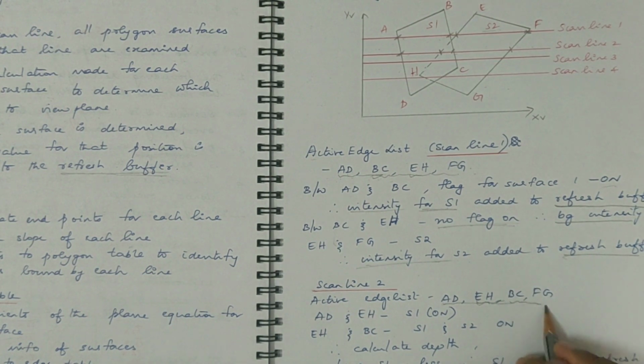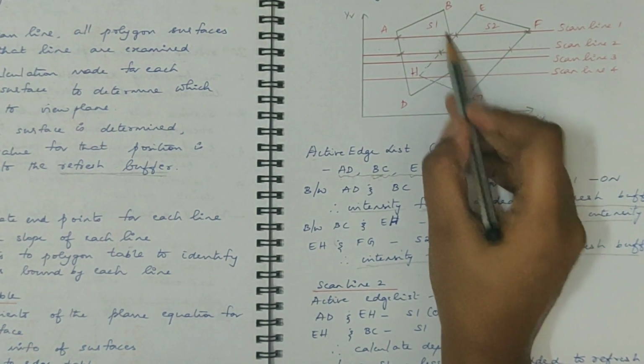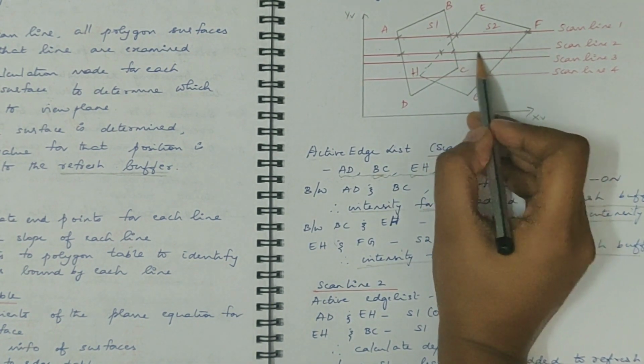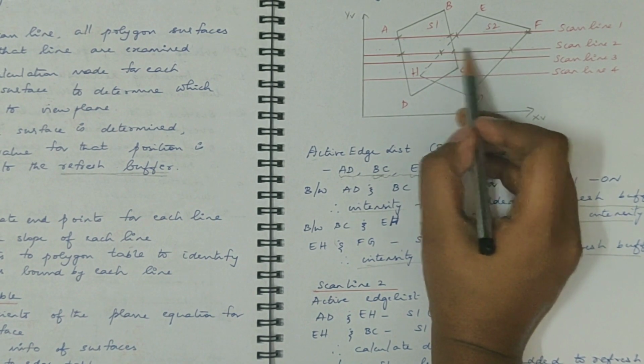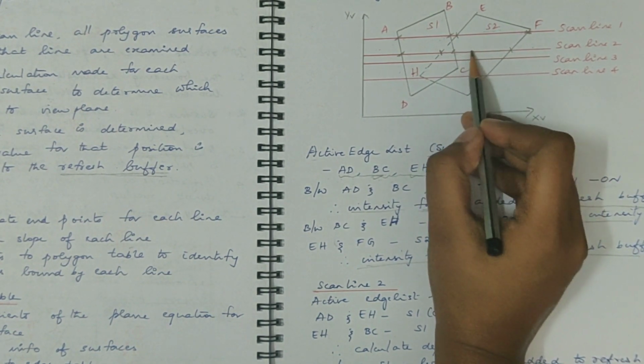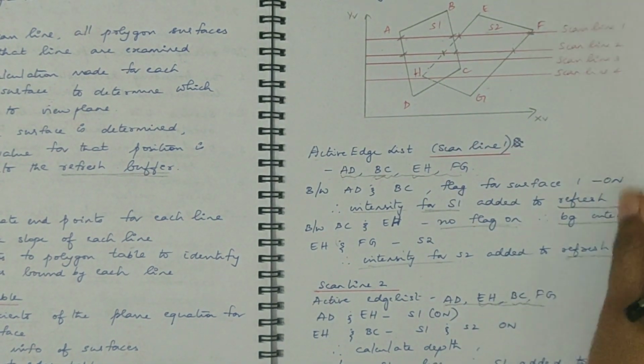Again between BC and FG, you only have a single surface. Since it is the same surface, there is no need to calculate the depth information. You add the intensity value of S2 to the refresh buffer. Okay, so I hope it is clear.